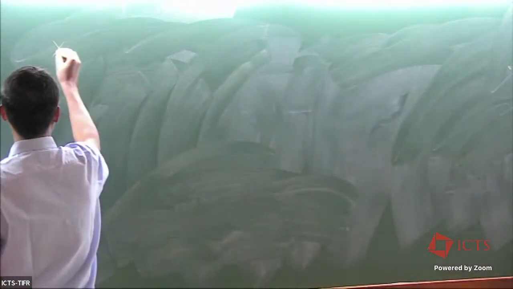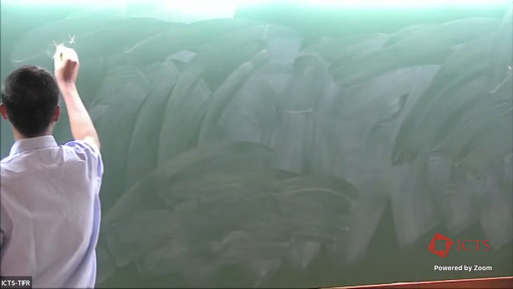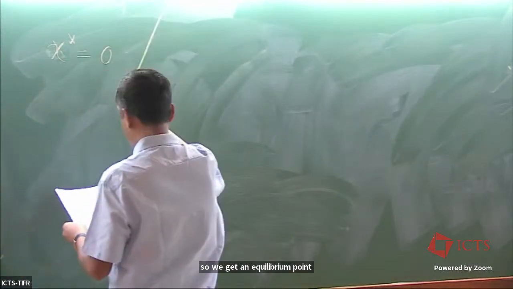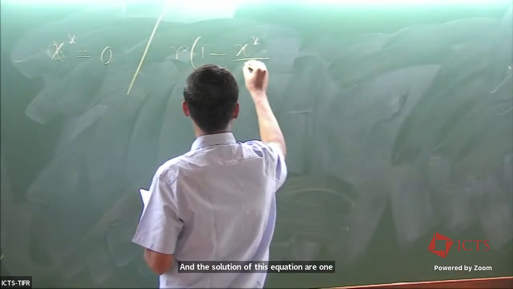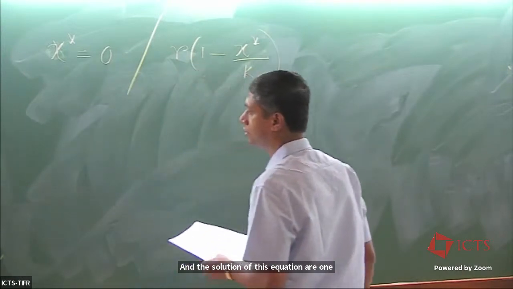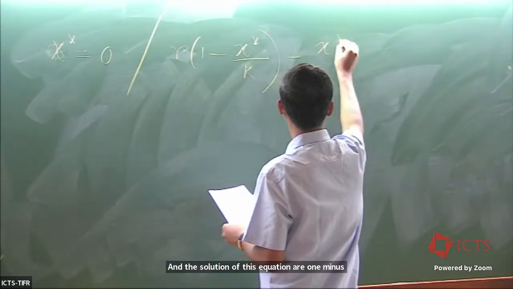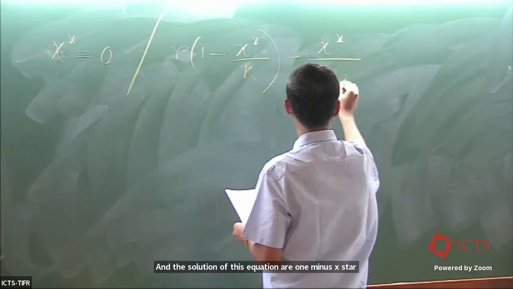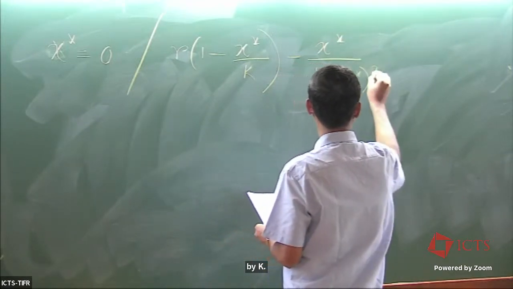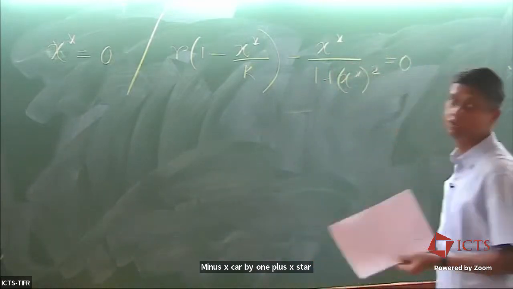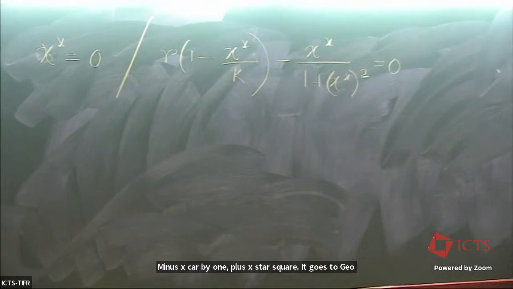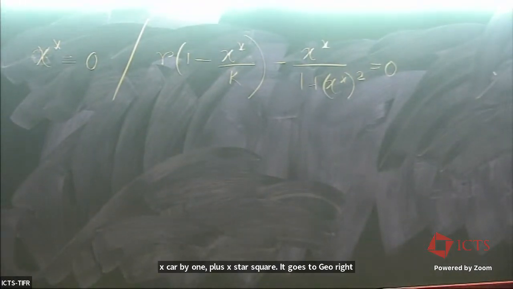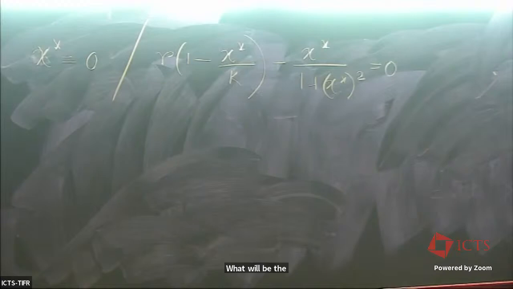So we get an equilibrium point x star equals to 0, and the solution of this equation are 1 minus x star by k minus x star by 1 plus x star square equals to 0, right? So what will be the stability of this equilibrium point x star equals to 0?